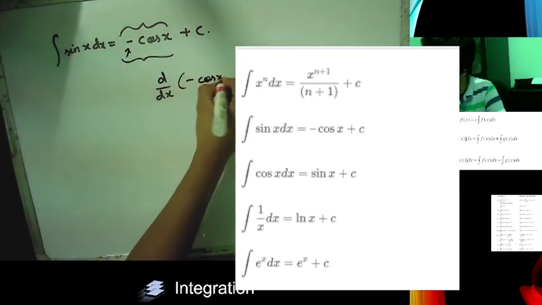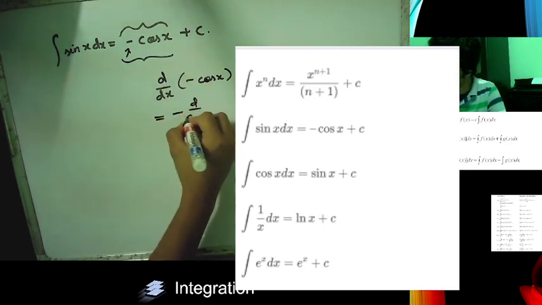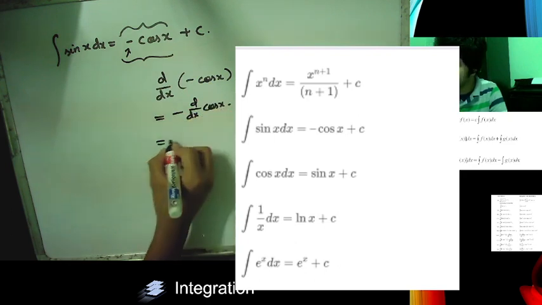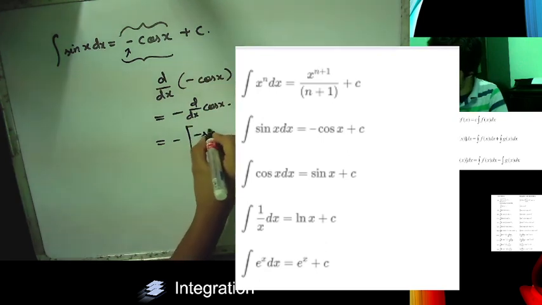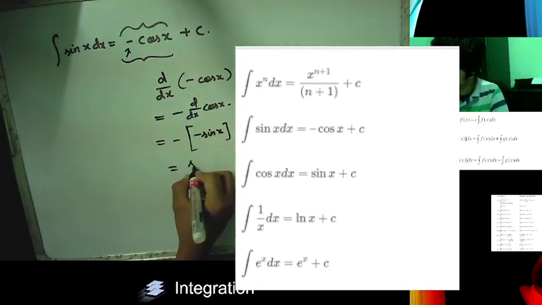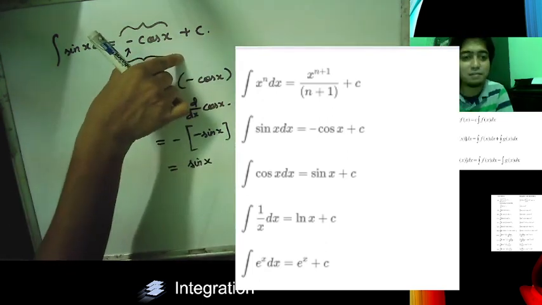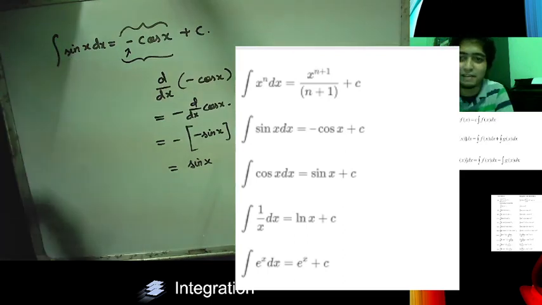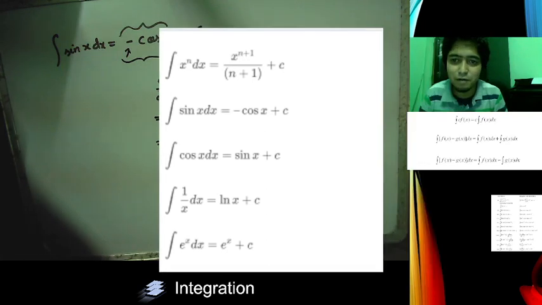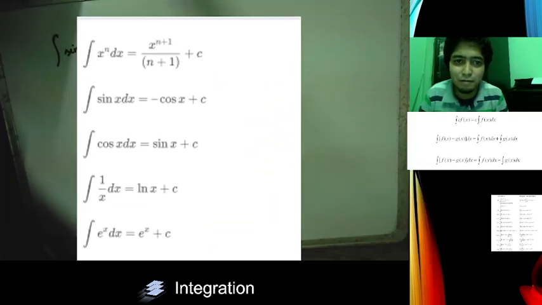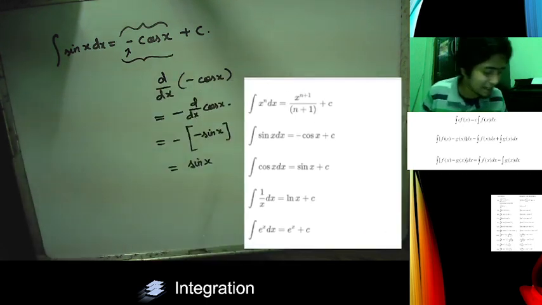d/dx of minus cos x will be minus, the minus you can take outside, d/dx of cos x, and you had learned in your lower classes that d/dx of cos x is minus sin x. So you will be getting sin x. So differentiation of what is on the right hand side should give the left hand side. Keep that in mind. Similarly for the rest of the formulas here, you can easily do that. If you differentiate what is on the right hand side, you will be getting the left hand side.